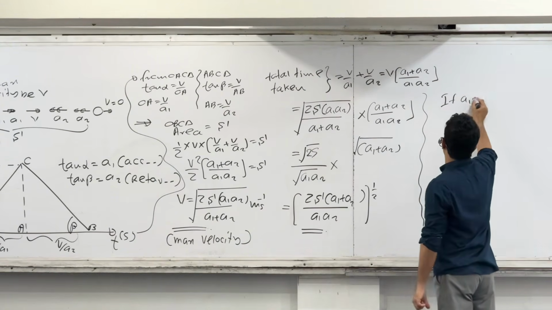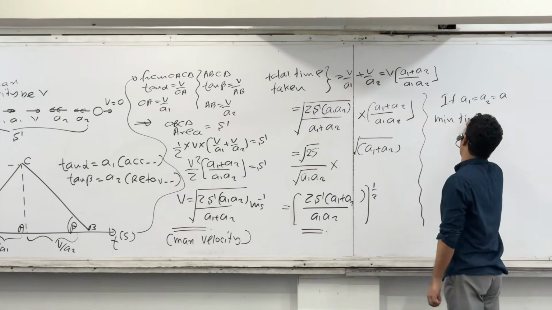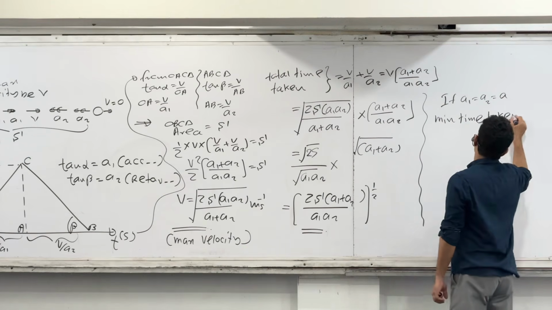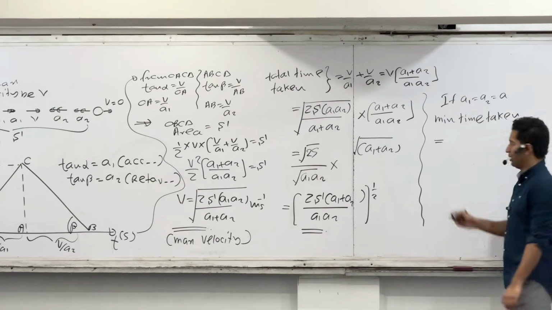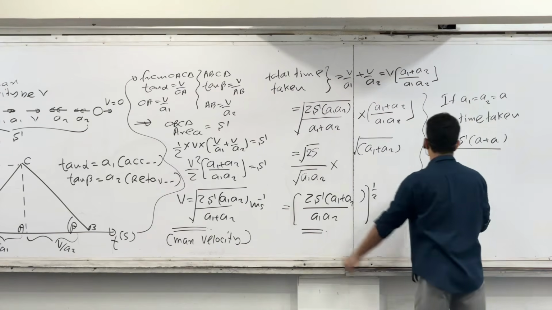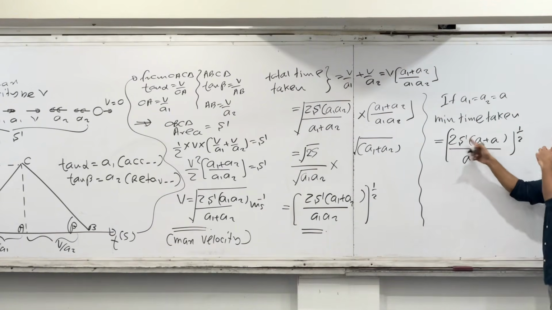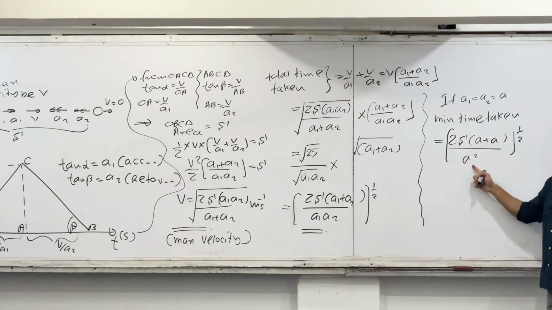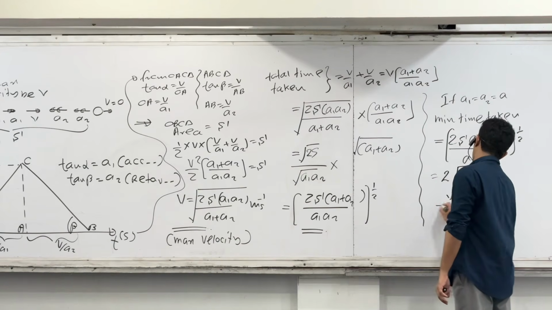If A1 equals A2 equals A, what should you do for the minimum time taken? Instead of A1 and A2, substitute A. Then 2s times A plus A divided by A times A, that means A squared, whole thing to the power half. Here 2 into 2A, 2s times 2A, is 4As. Here A squared, one cancels, and the square root of 4 is 2. Then 2 times s divided by A, square root.